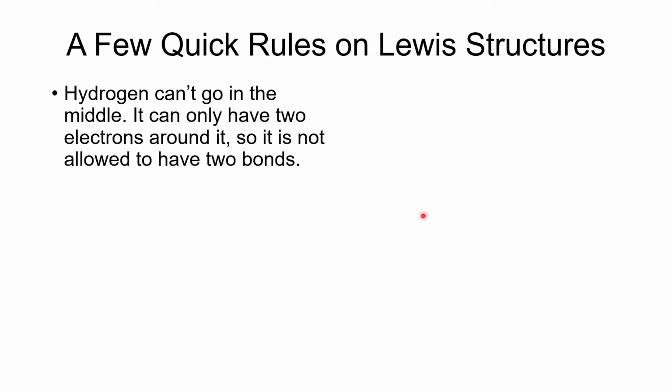All right, now a few quick rules to remember when you're doing Lewis structures before we move on and actually practice these. One, hydrogen can't go in the middle. Hydrogen can have one bond going to it and that's it. It cannot have two bonds, so therefore it cannot be in the middle. So hydrogen will always be on the perimeter. Also, when we do octet electrons, it's going to have 2 instead of 8. So here are a couple of examples of hydrogen not in the middle, okay?